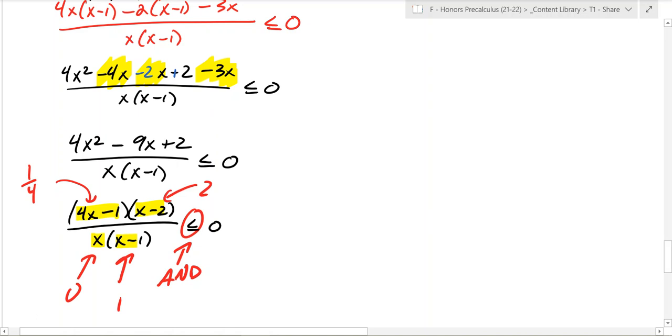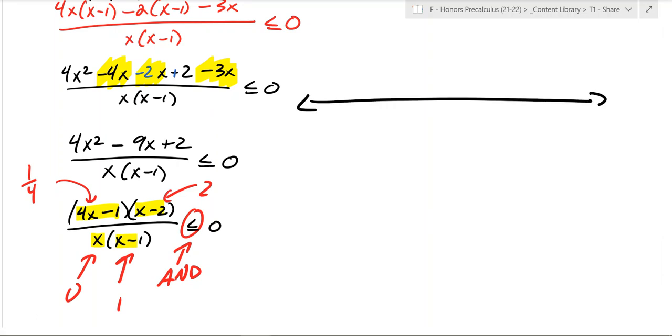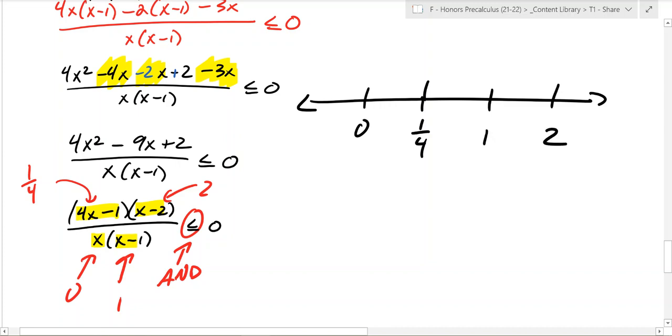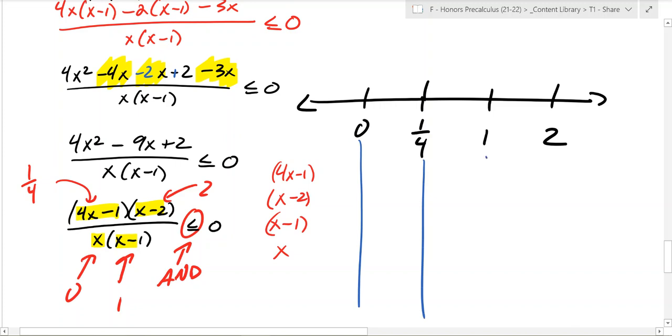So if you put those in order, and it doesn't have to be to scale, they just have to be in the relative right order here. You have 0, you have 1/4, you have 1, and you have 2. And what you're filling out here is the first term. You could say 4x minus 1 is the first one, and then you have x minus 2, x minus 1, and x. And you're looking at it for these regions here. Less than 0, between 0 and 1/4, 1/4 and 1, 1 and 2, and then greater than that.